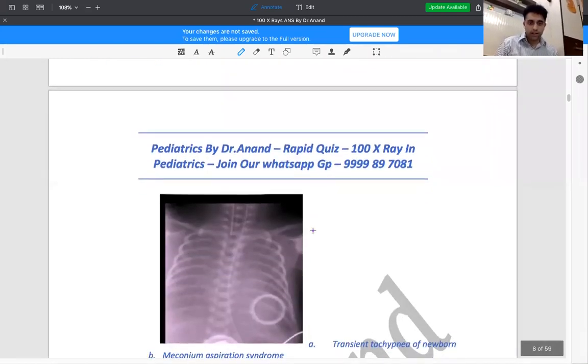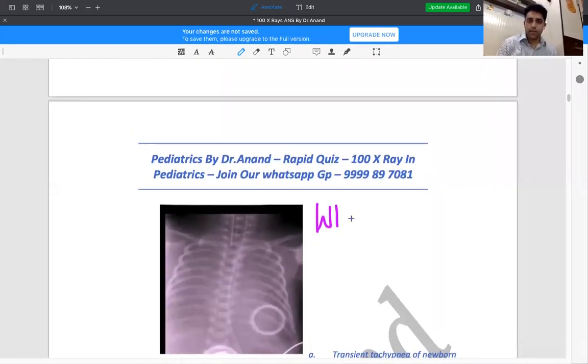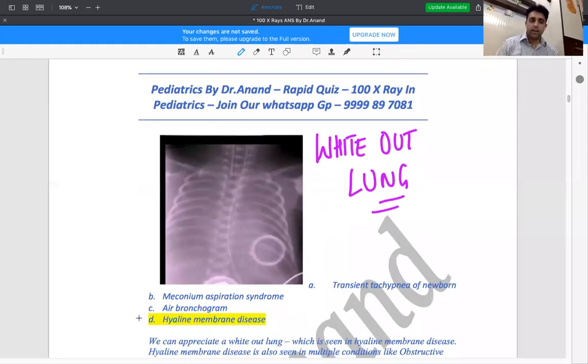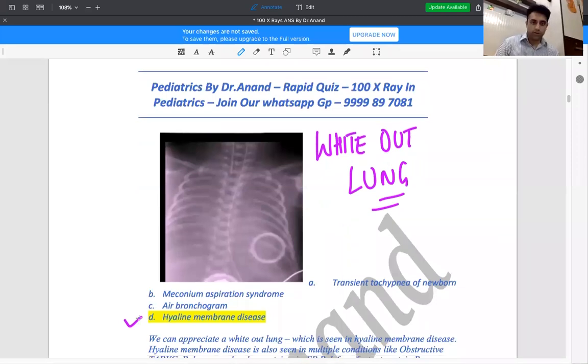Okay, what is this? Obviously, this is the best picture we can think of. Again, whiteout lung. In your exam, if you see a whiteout lung picture, the most common thing you should think of is respiratory distress syndrome or hyaline membrane disease. So this picture is a case of whiteout lung, seen in hyaline membrane disease. I hope you're able to understand.